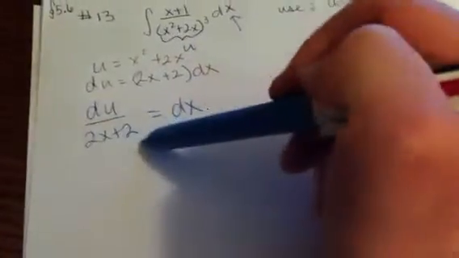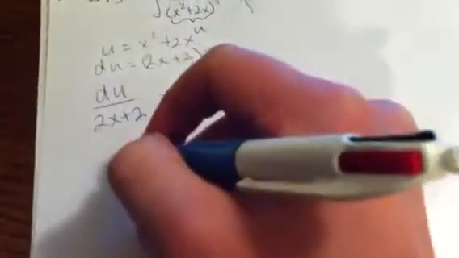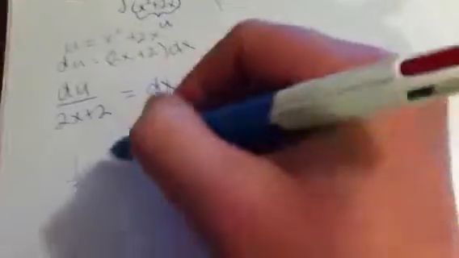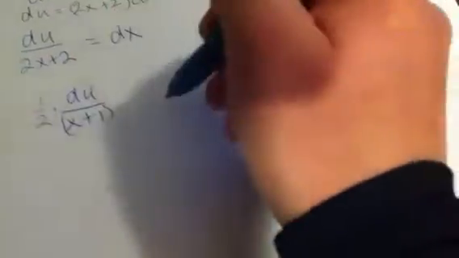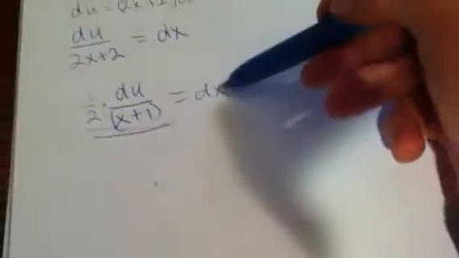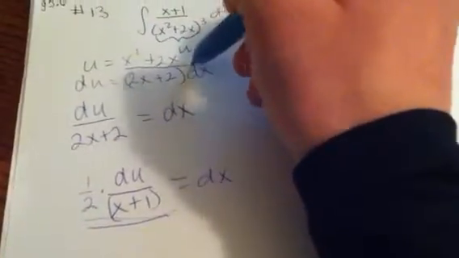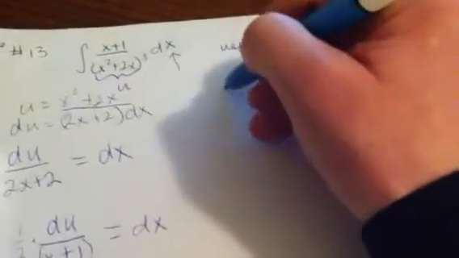So I'm going to factor a 2 out of each one of these terms. So I end up with 1/2 times du over x plus 1. And now I can substitute in our dx value and replace x squared plus 2x with our u. And let's do this over here.